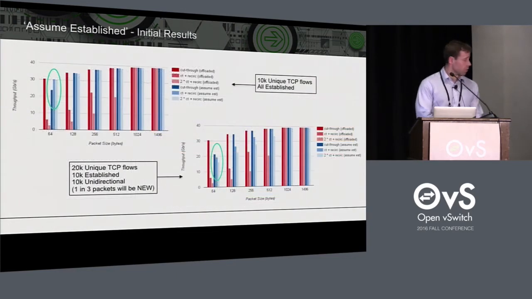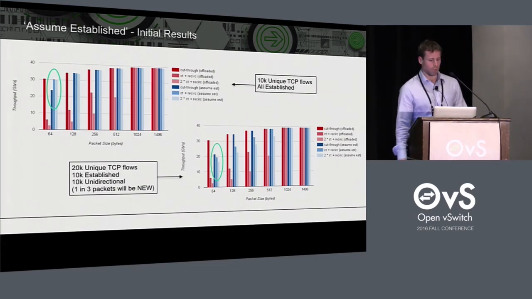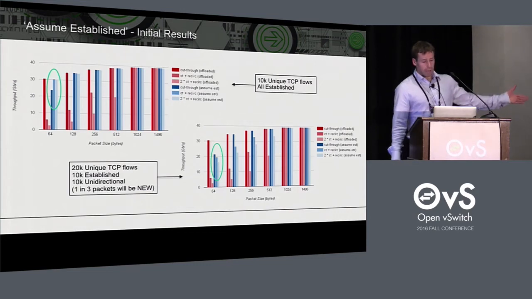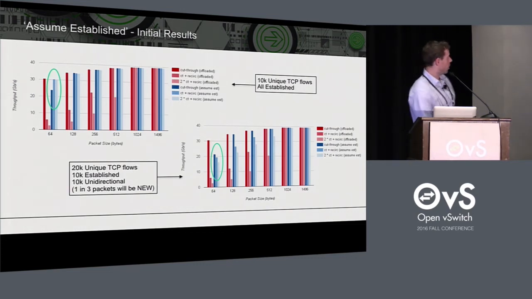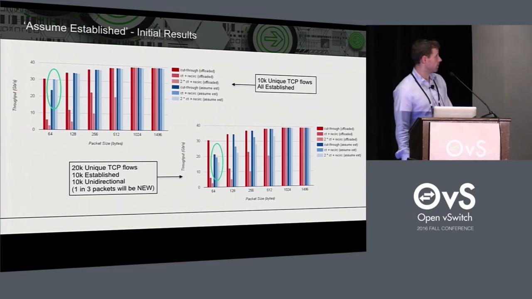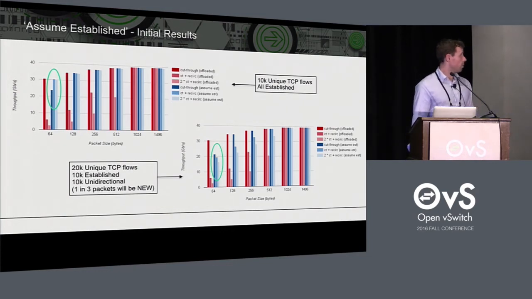So some initial results on this. The top graph probably shows ideal results for us with 10,000 unique TCP flows, all of which are established. So you can see I've highlighted in green again the improvement. Now we've basically got our recirculation throughputs up to the same as our simple cut-through results. The actual cut-through test here has dropped because we are doing a double lookup in some cases when we're not matching in this established state in the flow cache.